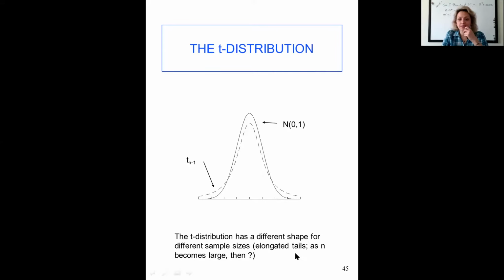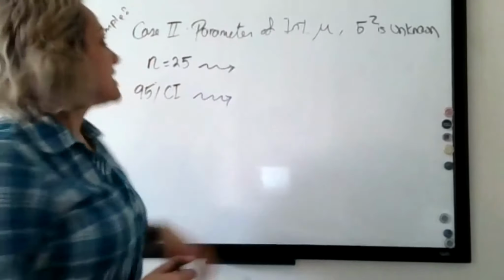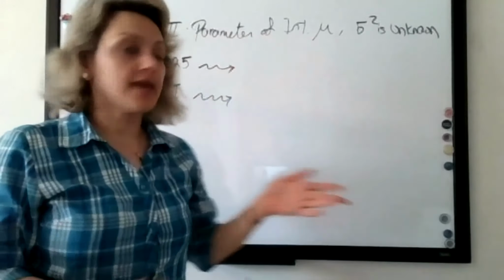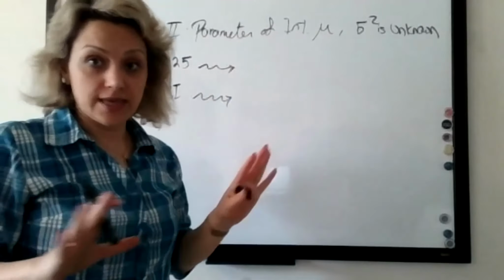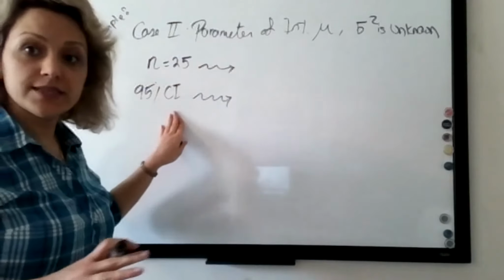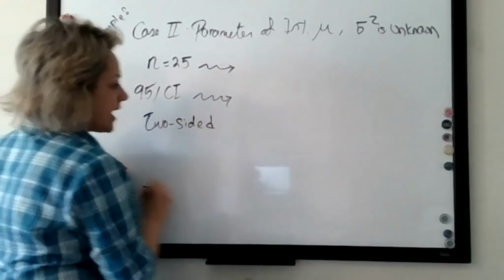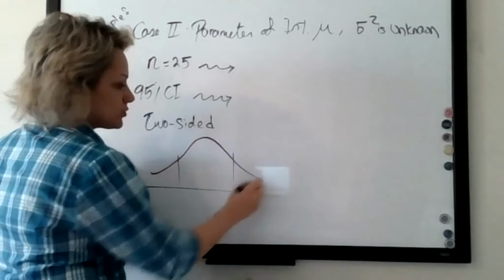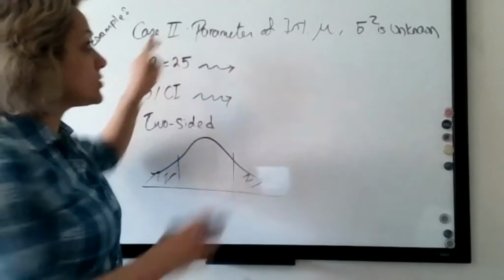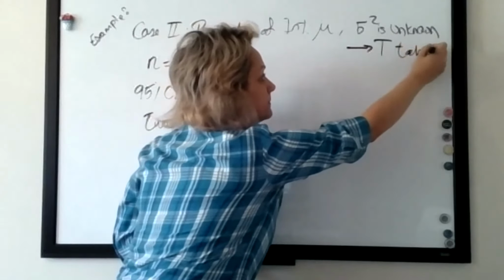So let's work on an example. I paused the video and wrote it down here, just to save time. We are working on case 2. The parameter of interest is mu, and sigma squared is unknown when we say case 2. So we need to work with the t-table, not the z-table. We have n equal to 25, a 95% confidence interval, and we are working with a two-sided test. It means I'm considering both sides, not one-sided. Because it's case 2, I need to work with the t-table or t-distribution.